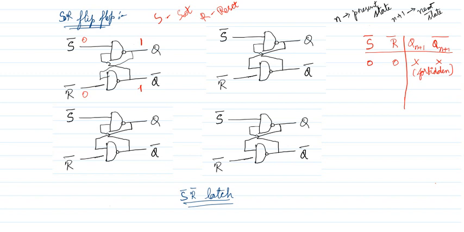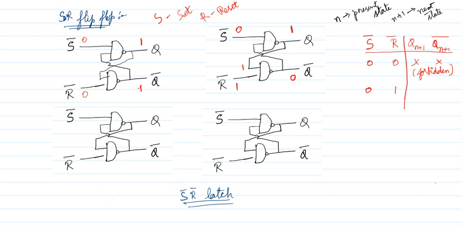What about the other inputs? Let me say S bar is 0, R bar is 1. So for the NAND gate, when the input is 0, what about the output? When one of the inputs of a NAND gate is 0, the output is definitely 1. This 1 is coming here, 1 1, the output is 0.